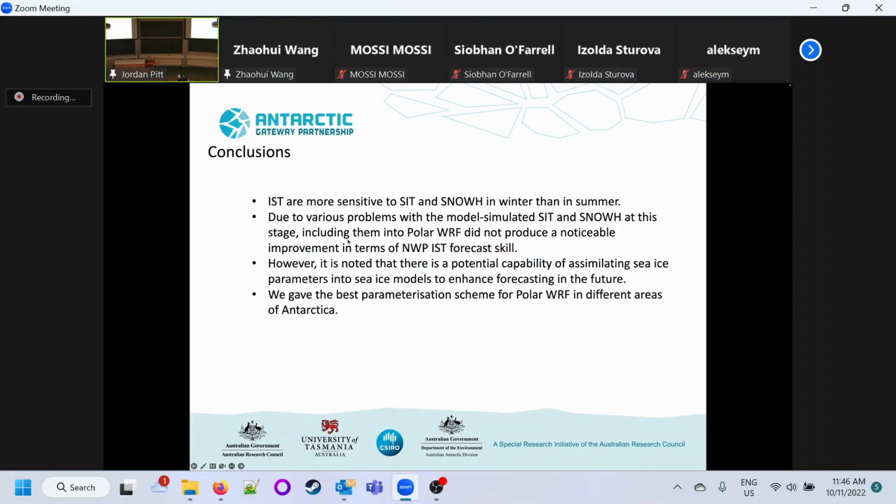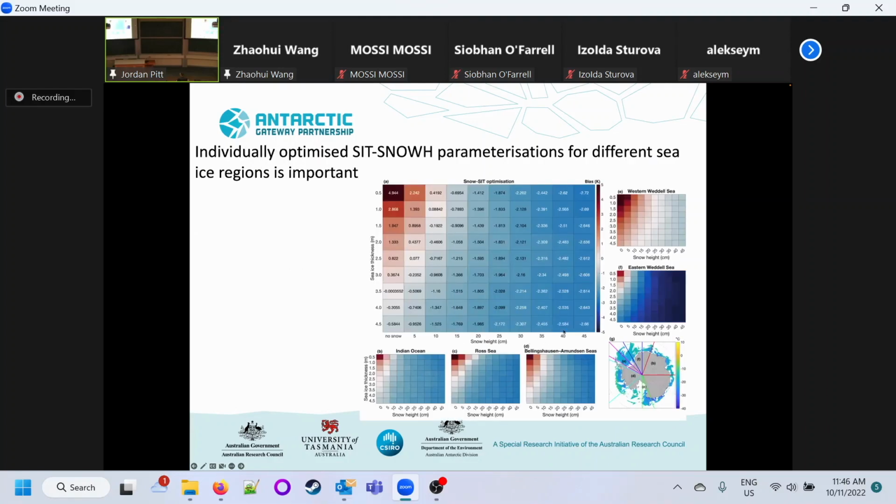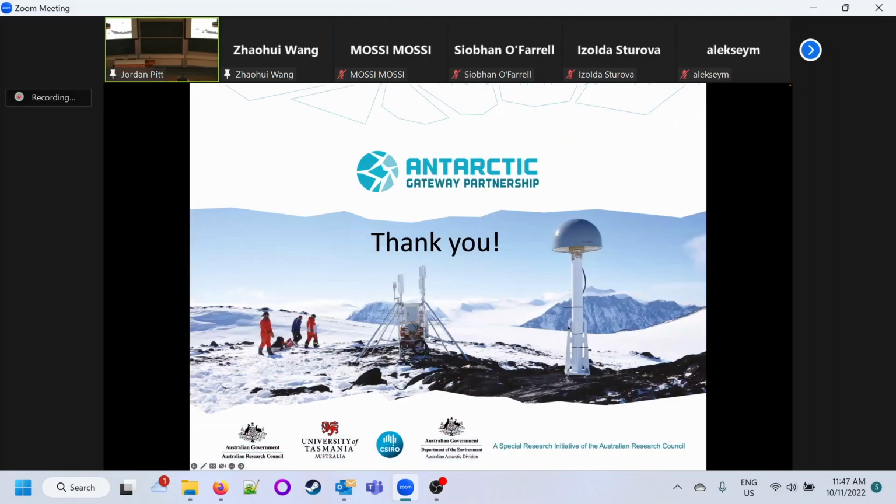So we got a conclusion: in this study we investigated the ice surface temperature sensitivity to sea ice thickness. We also found that at this stage, including the model simulated sea ice thickness and snow height in the Polar WRF model cannot produce very good improvements due to the model shortcomings. We also give a better representation scheme for Polar WRF in different areas of Antarctica. And that's all for today. Thanks.